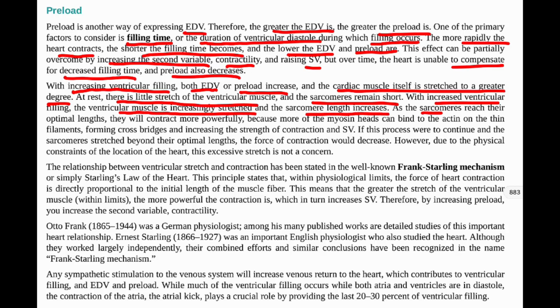As the sarcomeres reach their optimal lengths, they will contract more powerfully because we get more of those myosin heads that can bind to the actin on the thin filaments and form cross bridges, and then they can pull to do the contraction. So it increases our strength of contraction and our stroke volume.